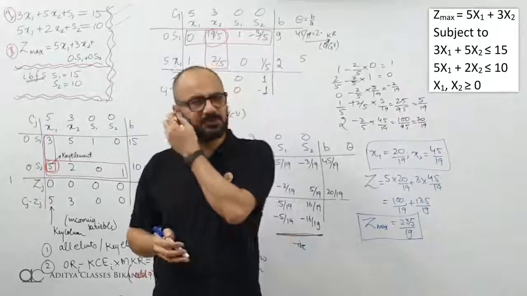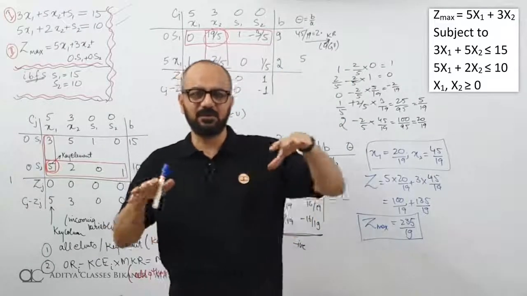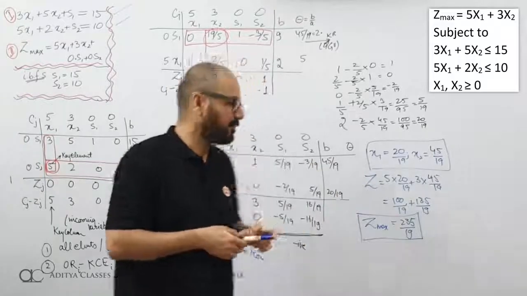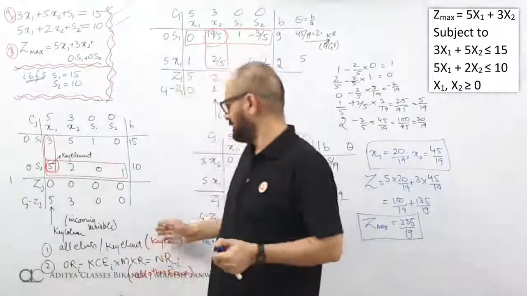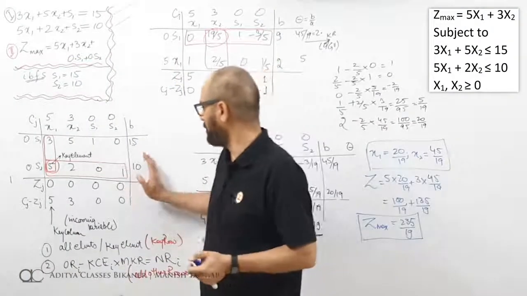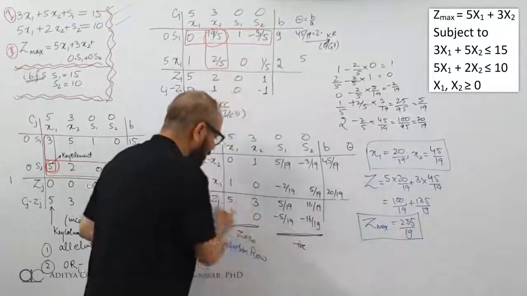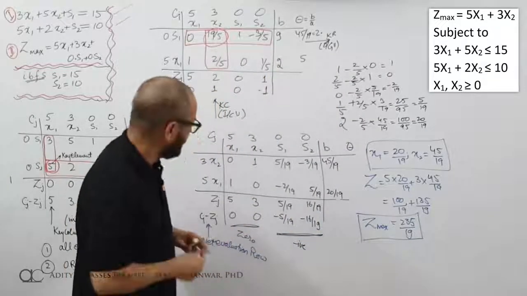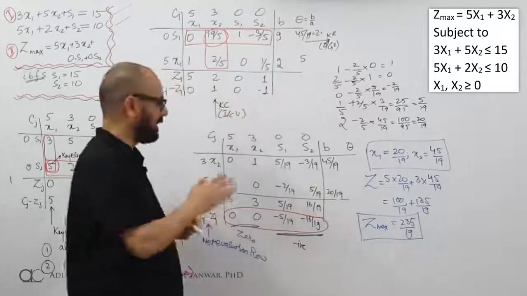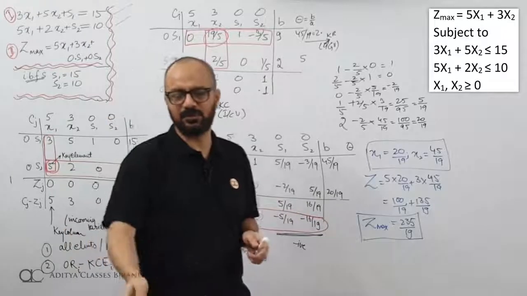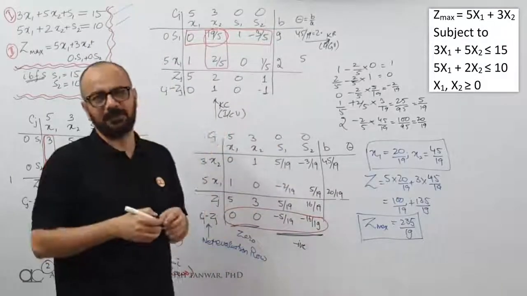Now the previous question was a lengthy one. Exactly, the question was not lengthy, but because we were learning the process, it got lengthy. Here we can see that the process is very smooth. All you need to remember is these two rules for moving from one table to another. And we continue up to a point where all these elements of net evaluation row become either 0 or negative. This is where we stop, because now none of the variables has a potential to increase my profit.